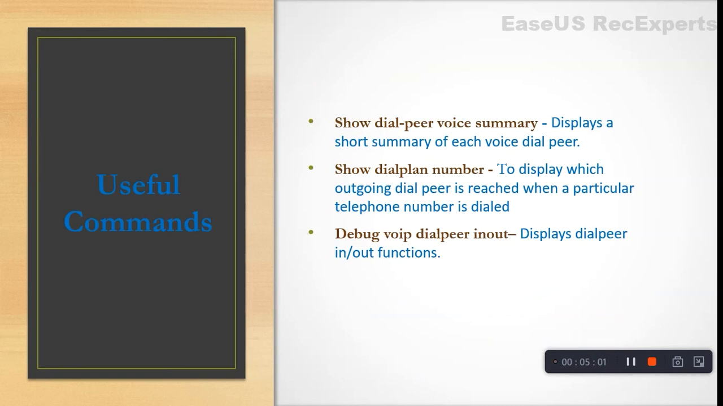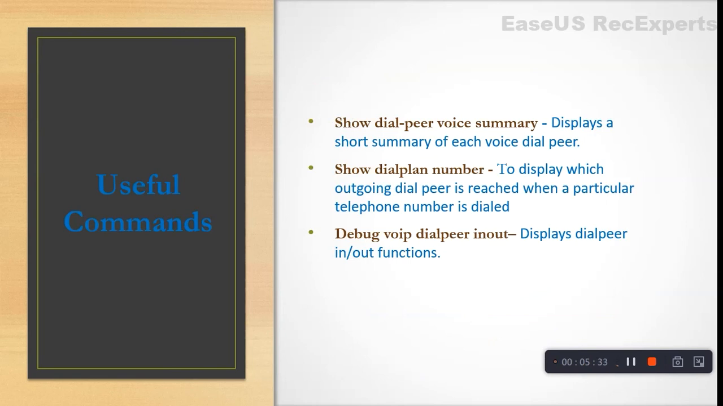Now, some important commands that can be used for troubleshooting dial pair related issues are show dial pair voice summary, which will display a short summary of each dial pair, both POTS and VoIP, in a tabular format. We'll be able to see the destination pattern or whatever pattern is being used in the dial pair, whether it's a VoIP dial pair, POTS dial pair, whether it's up or in a down state. Everything can be seen using the show dial pair voice summary command.